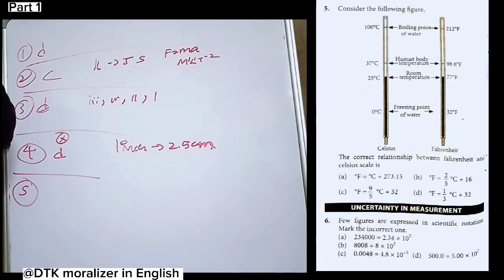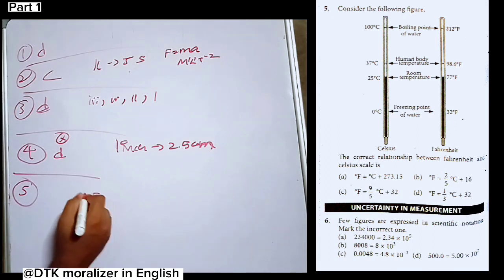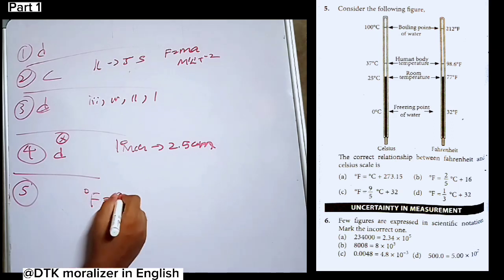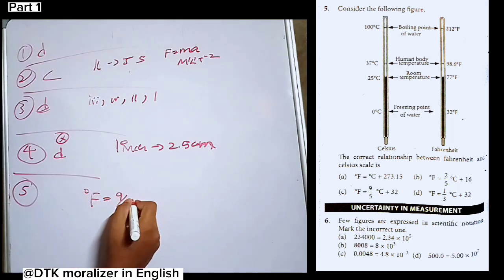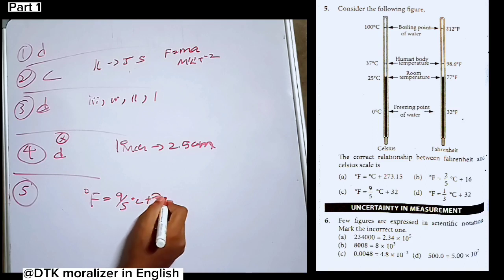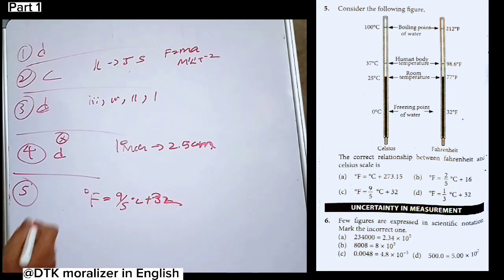Now question number 5. So we have to find out the relationship between Fahrenheit and Celsius scale. So option C here because Fahrenheit degrees is equal to 9 by 5 of degrees Celsius plus 32. So option C.